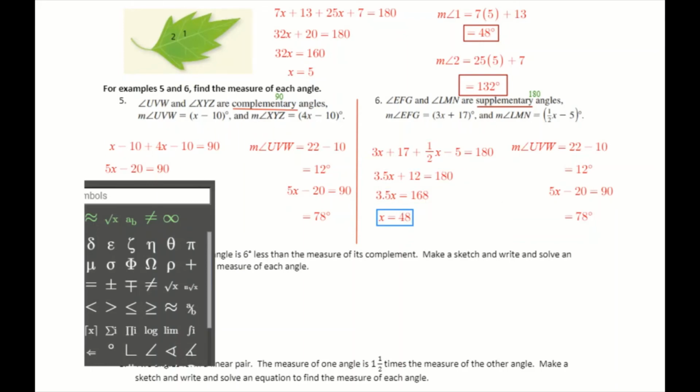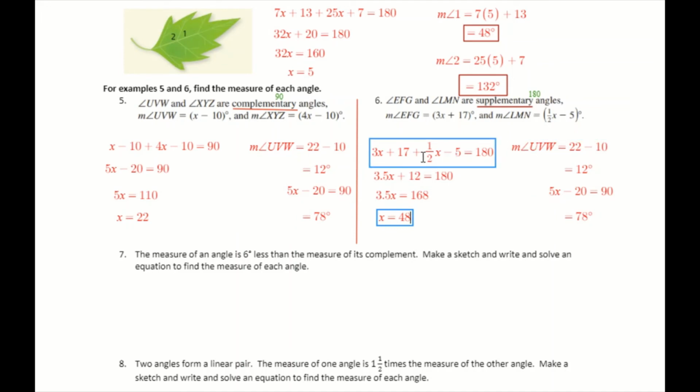So notice how the structure of this is identical to what we did over here. The numbers were different, obviously, but as far as the steps we took to get x, we did the same thing over here.